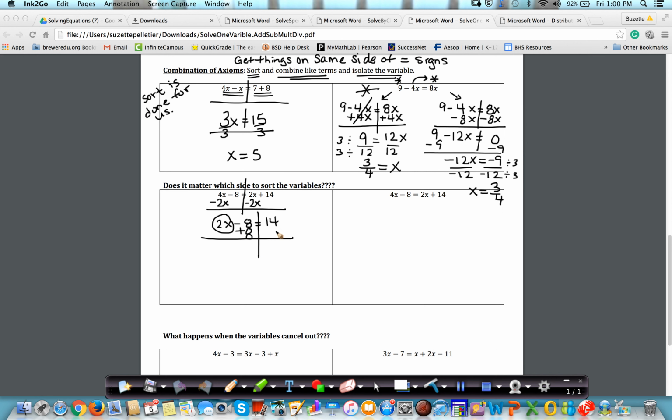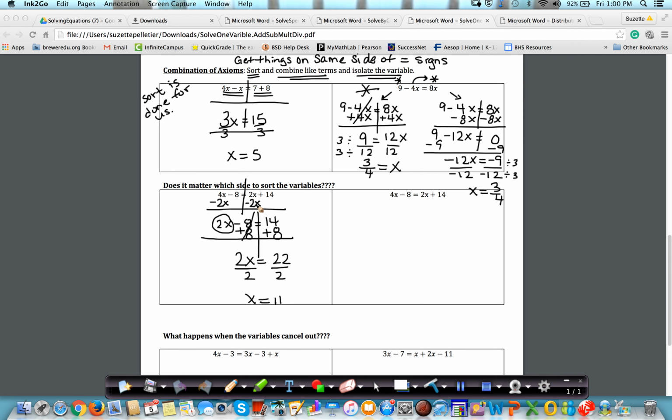So I'm going to do the opposite of negative 8 in order to cancel it. 2x equals 8 plus 14 is 22, and then divide by 2. And so x equals 11.